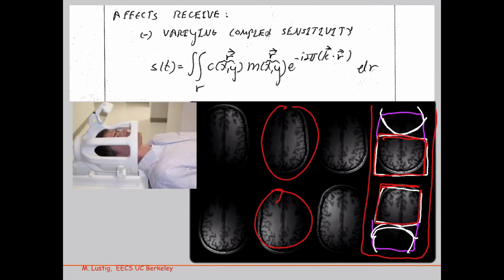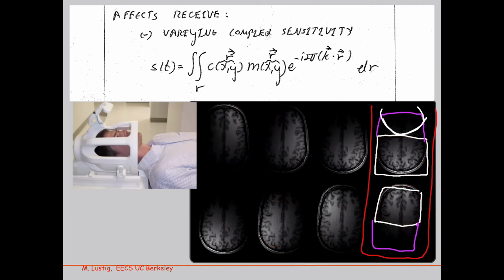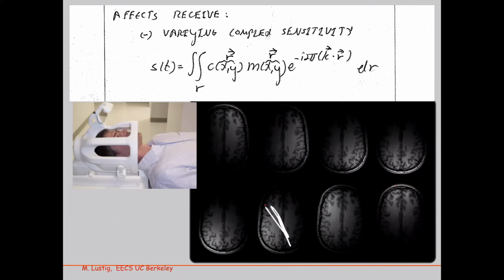Because they do have some information about position. This coil that's here only illuminates this part. And only this part is bright for this coil, and this part is bright, right? And this part is bright, and this part is bright. So maybe I could reduce my acquisition time by leveraging that information.